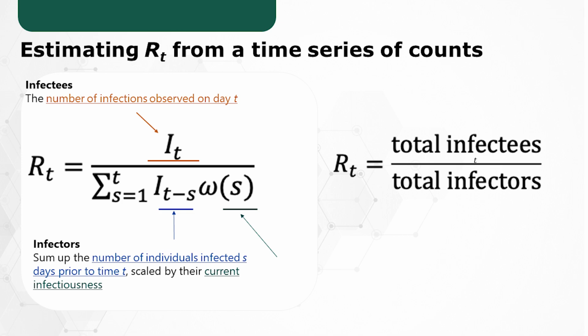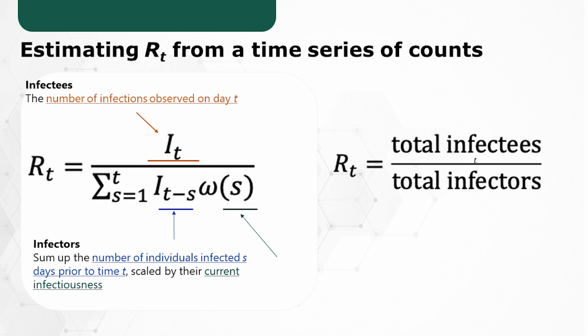So let's start with the numerator, which is pretty easy to understand. The numerator is something that we call I sub t. It just represents a count of the number of new transmission events or the new infections that are occurring today, on day t. And so this is a number that we can look up in a data table and read directly from the observed counts.